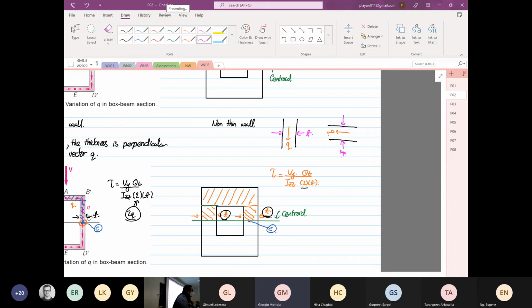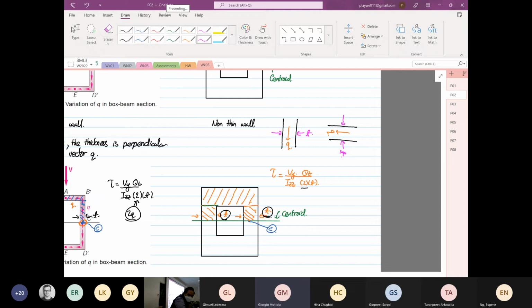You have to learn how to do it. I'm not going to draw the Q. I'm not going to draw the direction. You have to decide the direction. Okay? Someone online have question? Anyone?